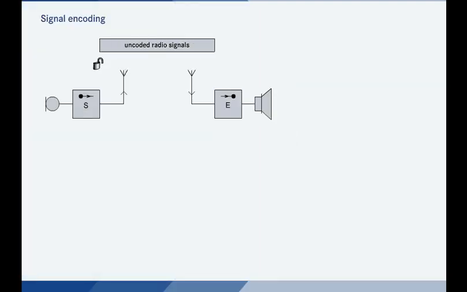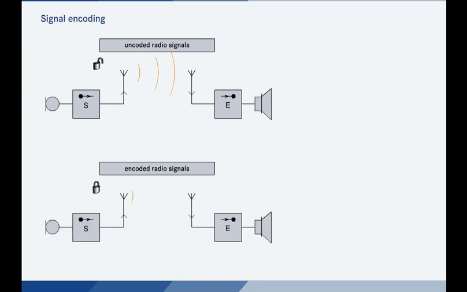Signals can be sent and transmitted either uncoded or in encoded form. Uncoded radio signals can be understood by all suitably equipped receivers. This kind of open transmission is also known as a broadcast transmission. Examples include radio, TV, CB radio, and some GPS satellite data.